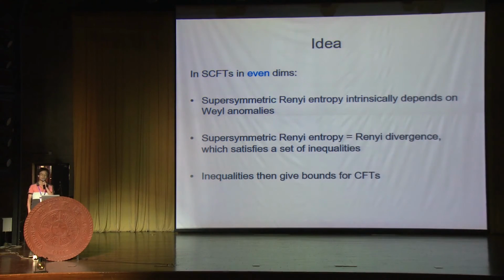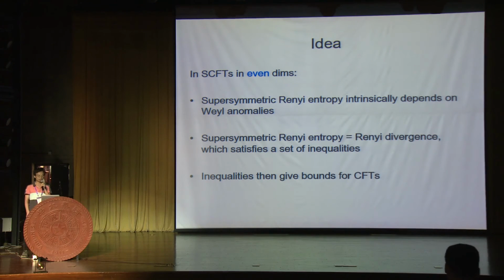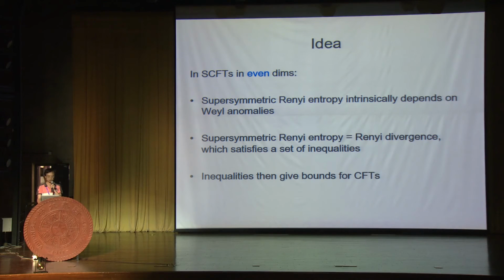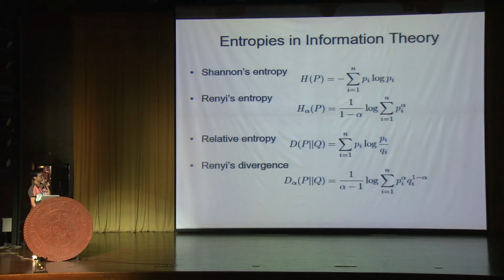Consider superconformal theory in even dimensions. We can say that the supersymmetric Rényi entropy intrinsically depends on the Weyl anomaly coefficients. Furthermore, if you look carefully at the different entropy objects in information theory, it turns out the supersymmetric Rényi entropy can be interpreted as the Rényi divergence, which satisfies a set of inequalities from some mathematical consequence. So imposing these inequalities on the supersymmetric Rényi entropy gives bounds for conformal field theory.